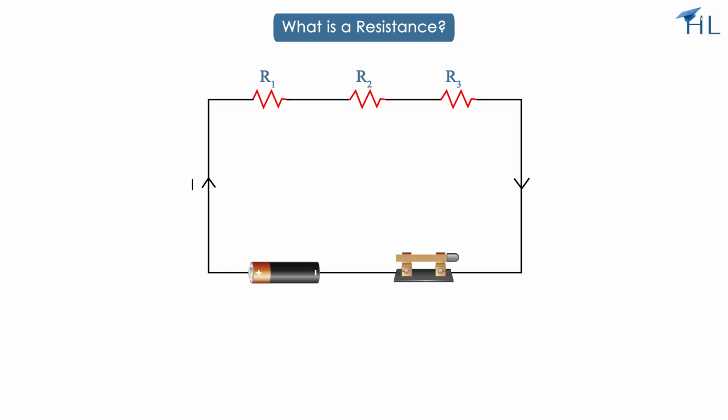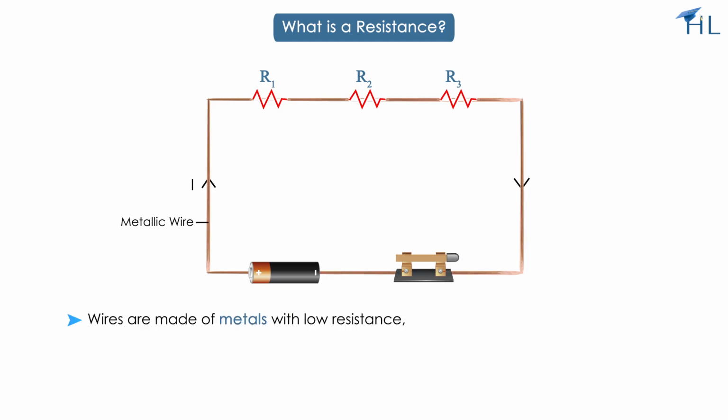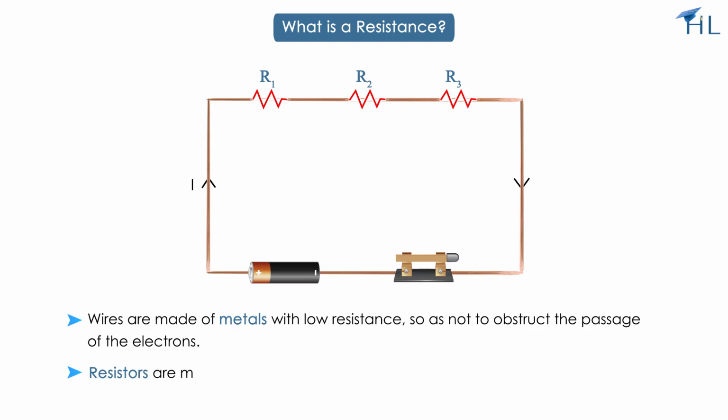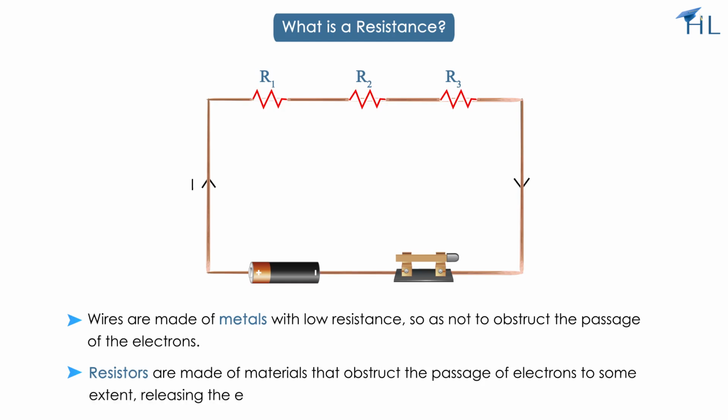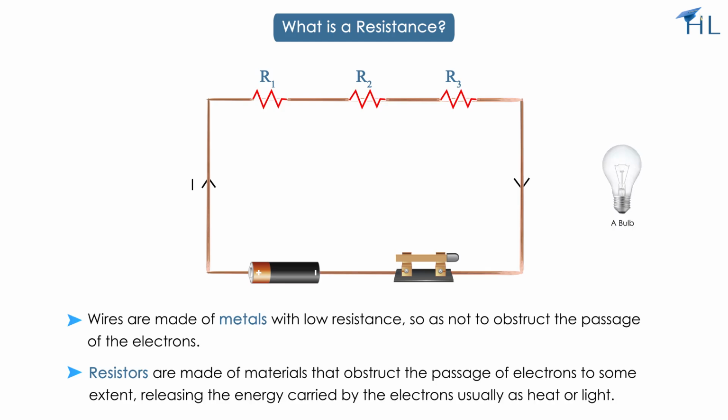Since resistors resist the flow of current, wires are made of metals with low resistance, so as not to obstruct the passage of the electrons. But resistors are made of materials that obstruct the passage of electrons to some extent, releasing the energy carried by the electrons, usually as heat or light. For example, a light bulb.